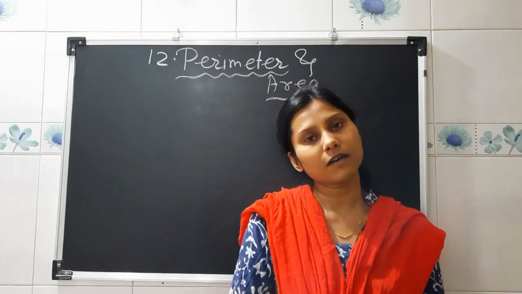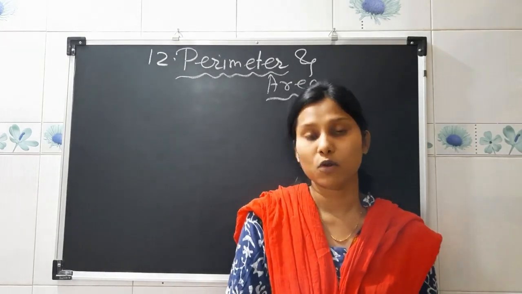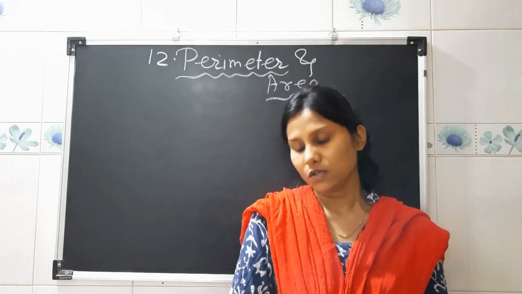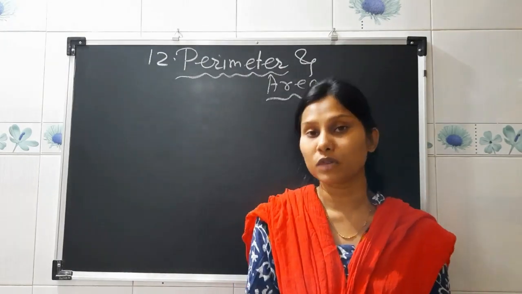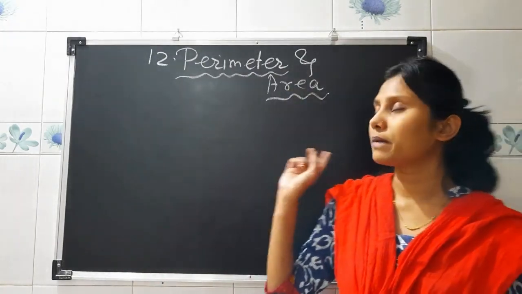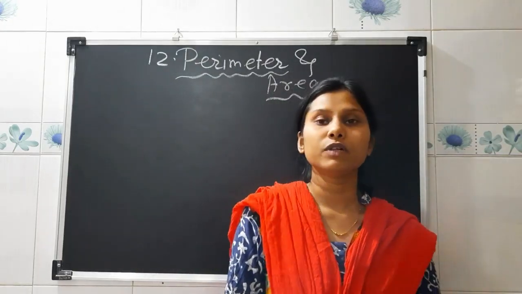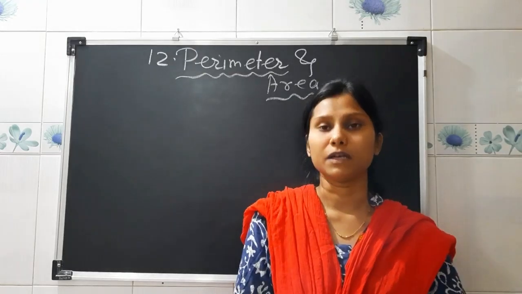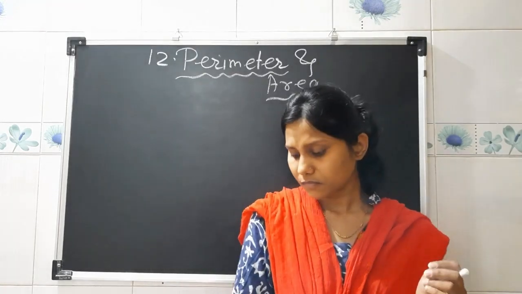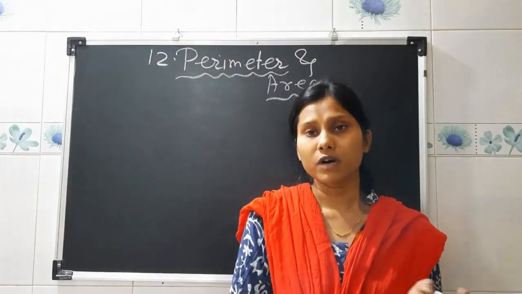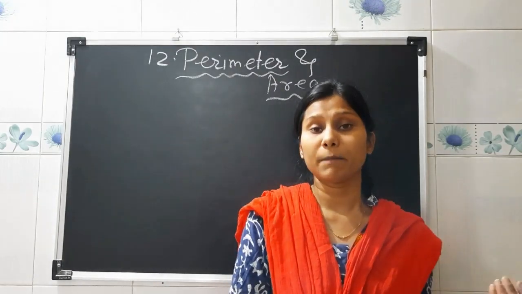Yesterday we completed our 11th lesson, problems of measurement. Today we are starting our new lesson, lesson number 12, perimeter and area. Today first we will be seeing about the perimeter. First, perimeter. What do you mean by perimeter?